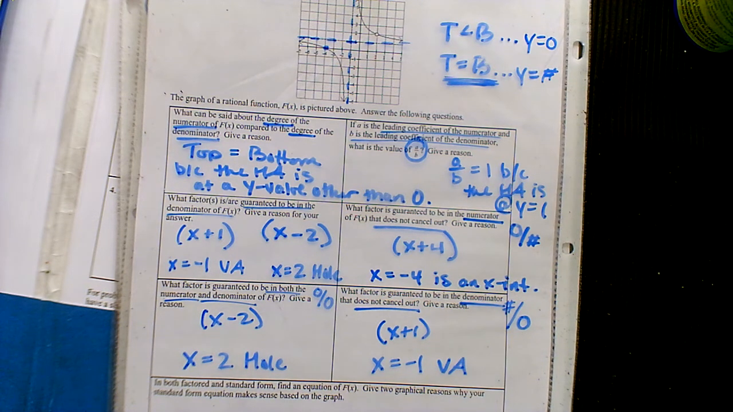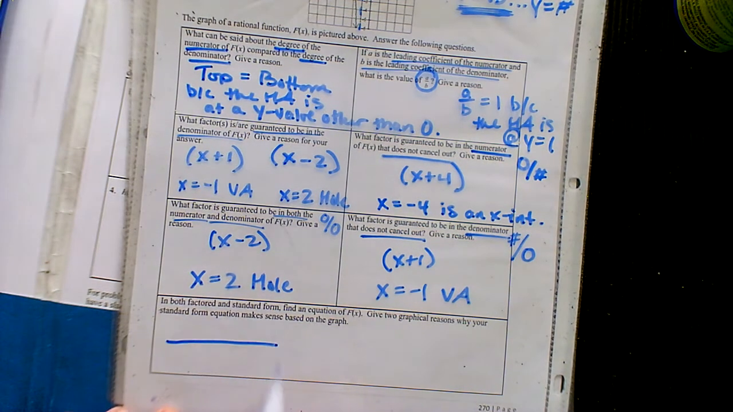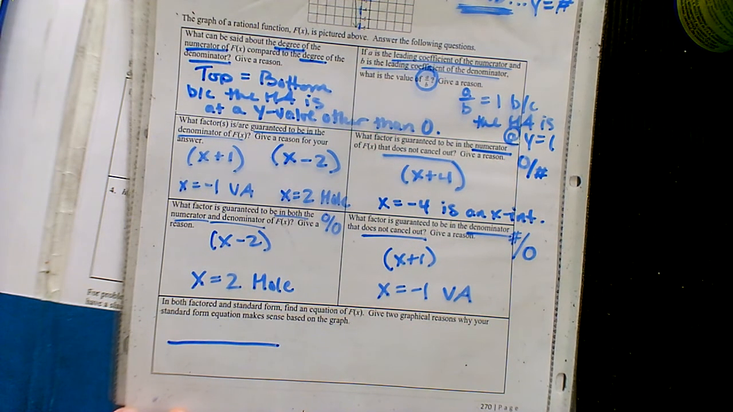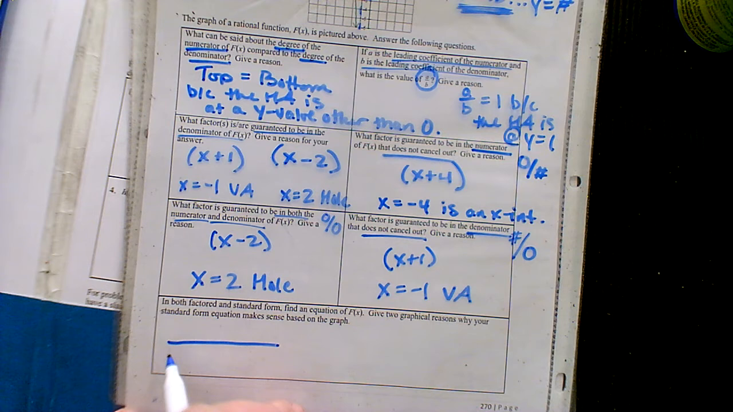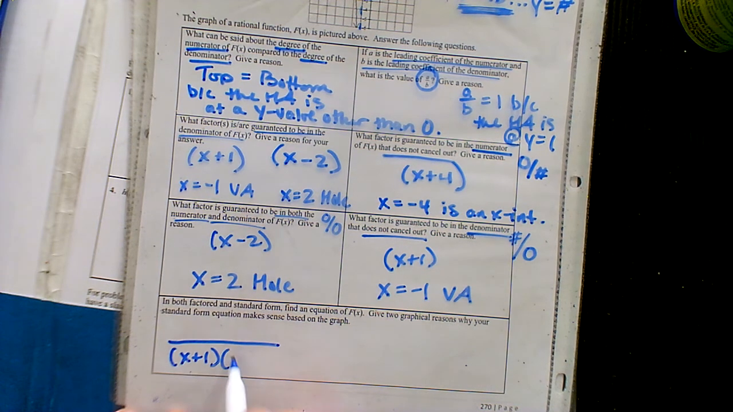Okay, so with all these different characteristics that we can identify from a graph, we're starting to make the connection to the equation. So let's see if we can go there. We have all this information. Let's go ahead and try to figure out what the equation would look like. So looking specifically at the factors, we know that x plus 1 and x minus 2 should be in the bottom.